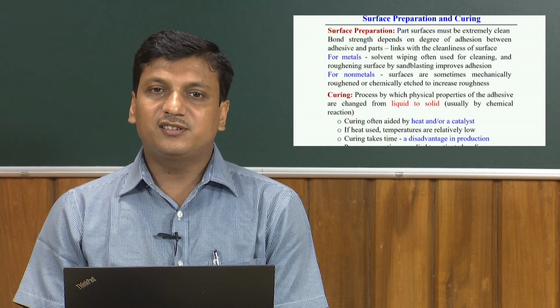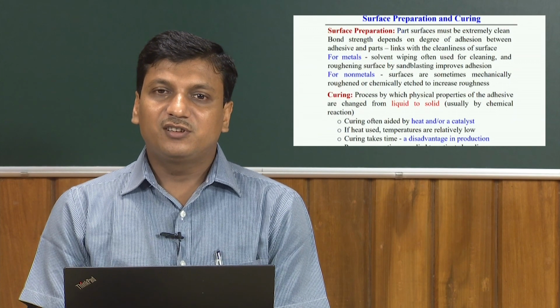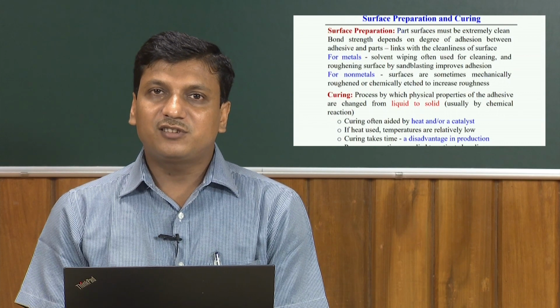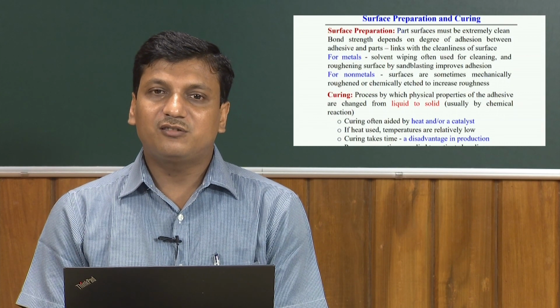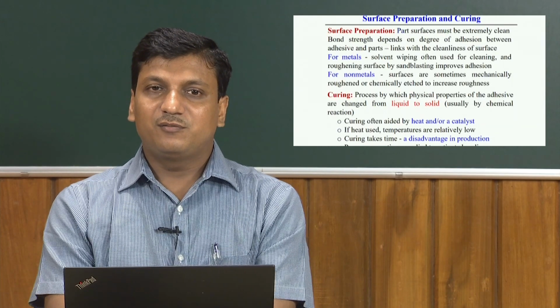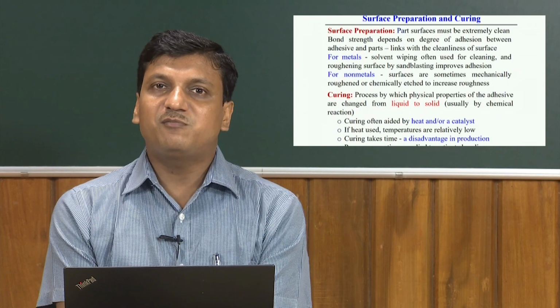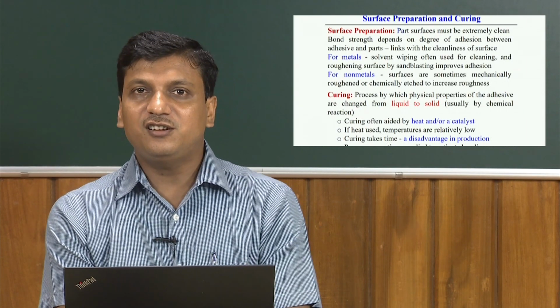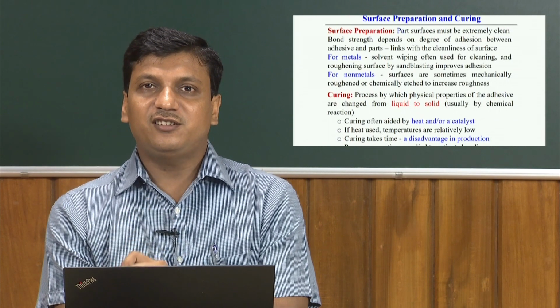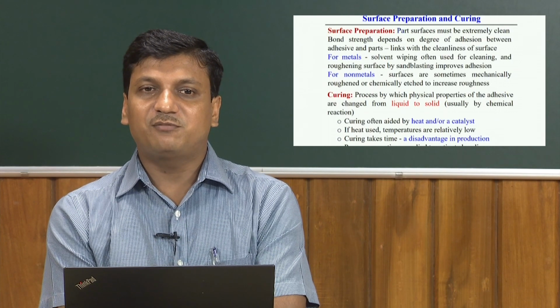But for non-metals, the roughness is improved sometimes mechanically, or sometimes we can use a chemical etchant to increase the roughness. So, in general, the surface preparation for adhesive bonding is, first, cleanliness, and second, some sort of roughness should be present in the surface.